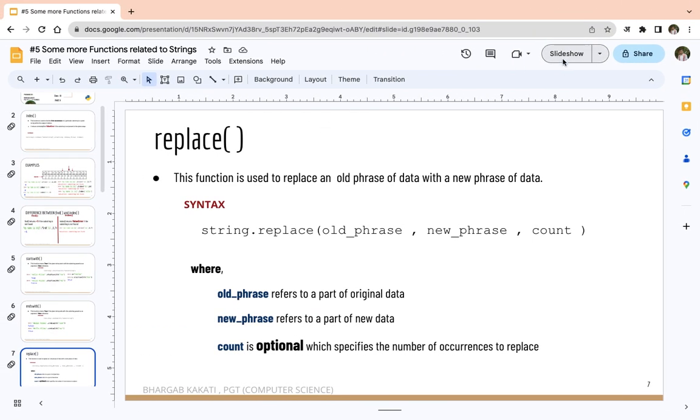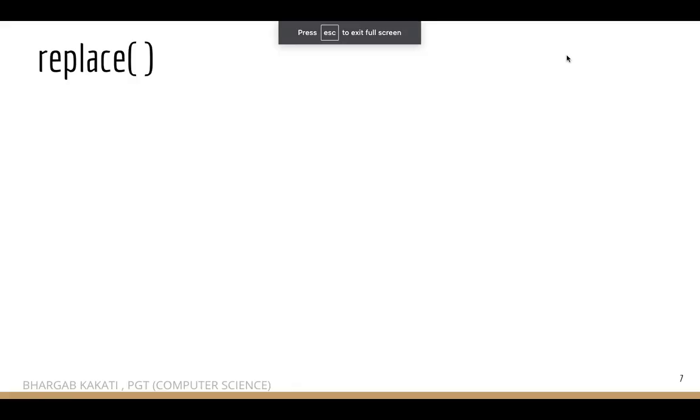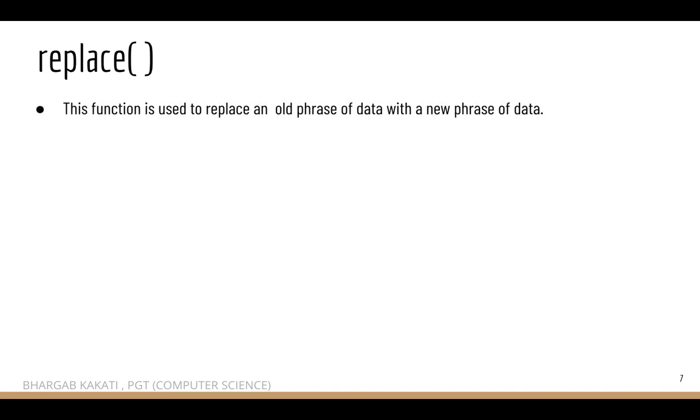Let's move on to the next function, that is the replace function. Now, what is the meaning of the word replace? Replace means in place of something we are putting something else. Let's see how it works. This function is used to replace an old phrase of data with a new phrase of data. If we already have a phrase of data and we want to replace it with a new phrase, then the replace function would be used.